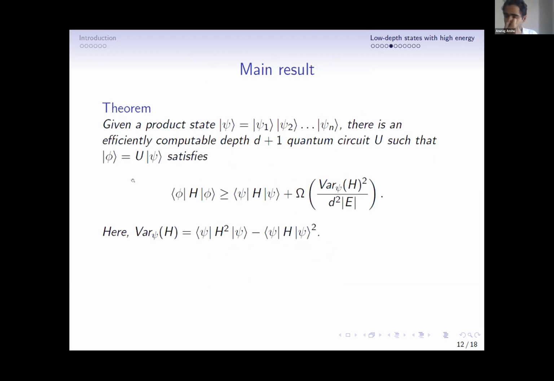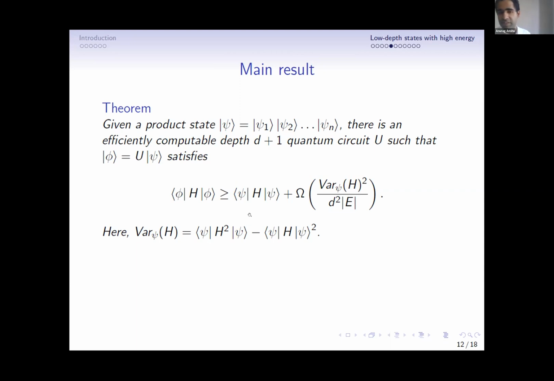So I'll tell you the main result of our paper, and what we basically show is that we give a general algorithm that can start with any product state, and that can improve the energy of the product state under some conditions. So the statement here looks slightly complicated, more complicated than what I would have hoped it to be.